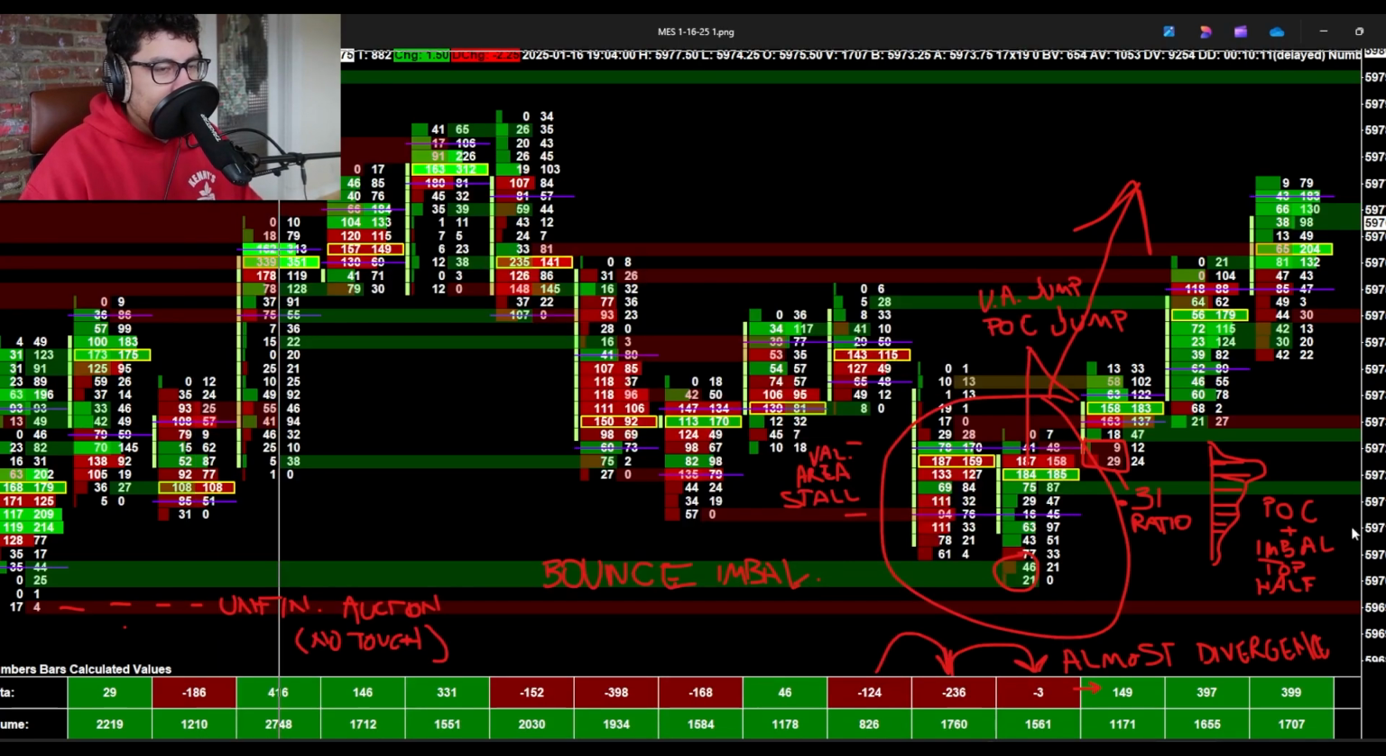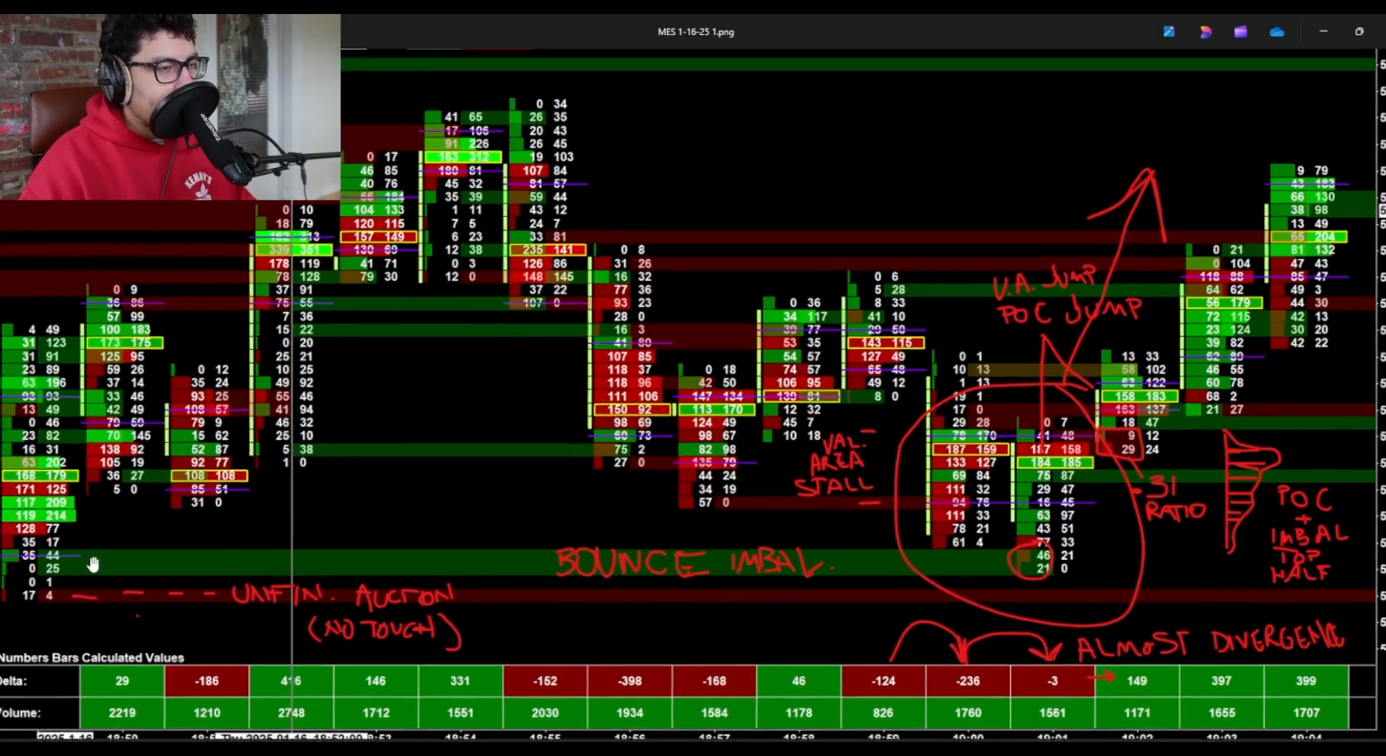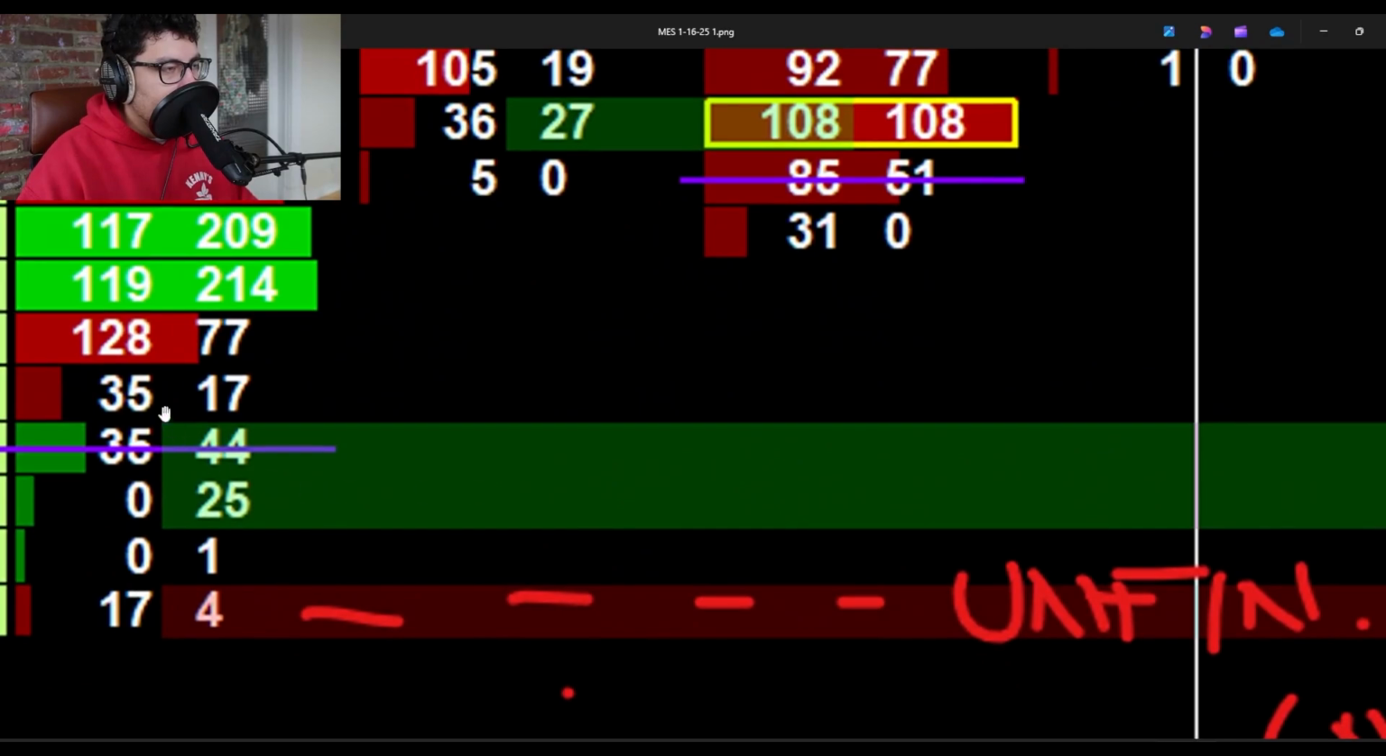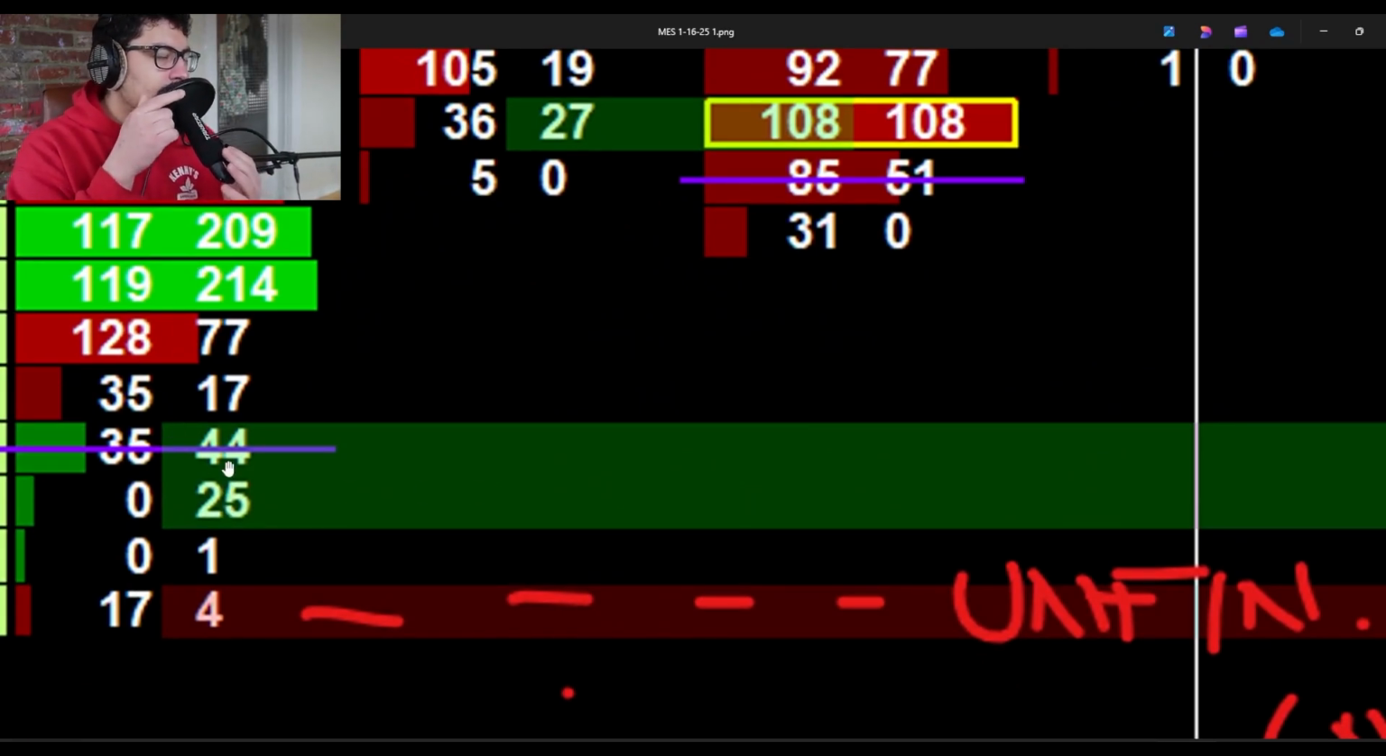Imbalance house. This one's nice. The other one doesn't have it, but this one's nice because I think this is actually the first thing I looked at on this one. So 2 stacked imbalance. And one imbalance isn't really great. You want to look at 2 or more.